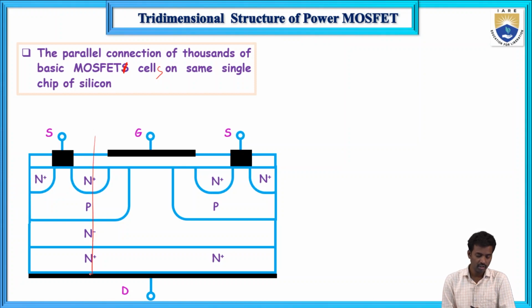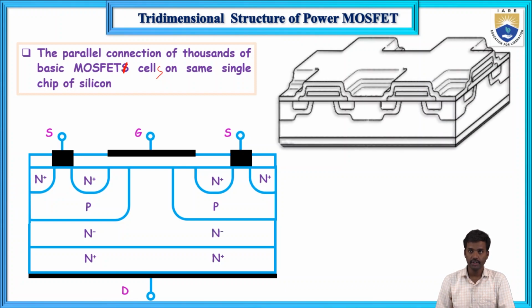Here this is one MOSFET and another MOSFET, this is also N minus. Now two MOSFETs are in parallel connection. In the three-dimensional picture, you see two sources, a gate and a drain. This is 1, 2, 3, 4, 5, 6, and thousands of basic MOSFET cells on the same silicon chip. Here I am explaining only two.